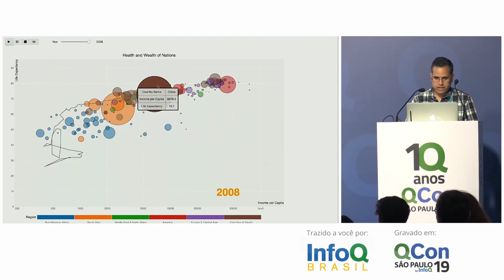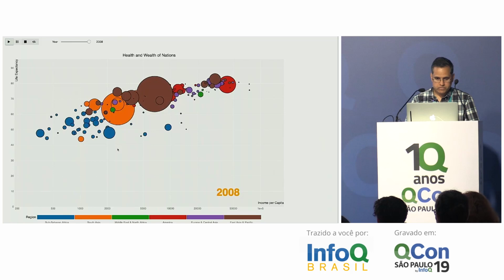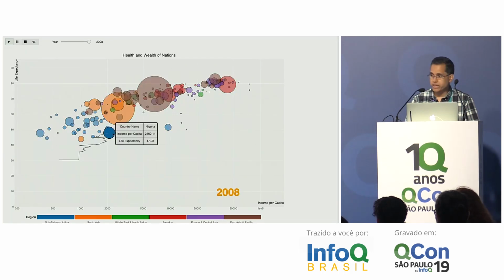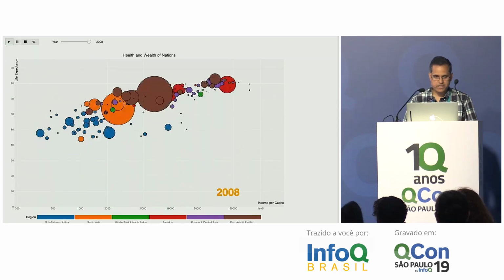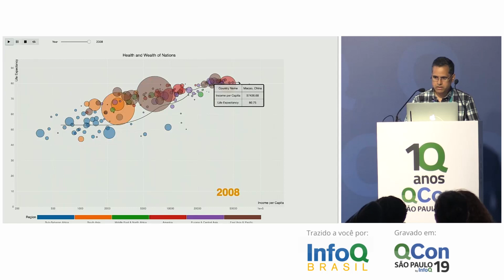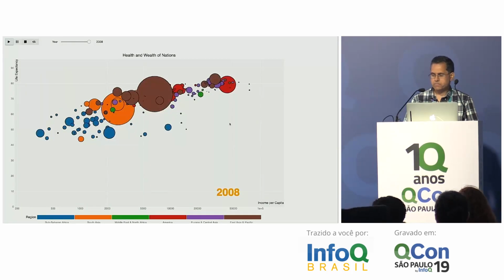And here you see some interesting things. So obviously we have China and India and all the Asian countries, with very high population. And you can see all the African countries here, unfortunately, they have lower income and lower life expectancy. And we also see these small countries, Qatar, Luxembourg, Macau, Norway, and Singapore. So they're also countries having very high life expectancy and income per capita.